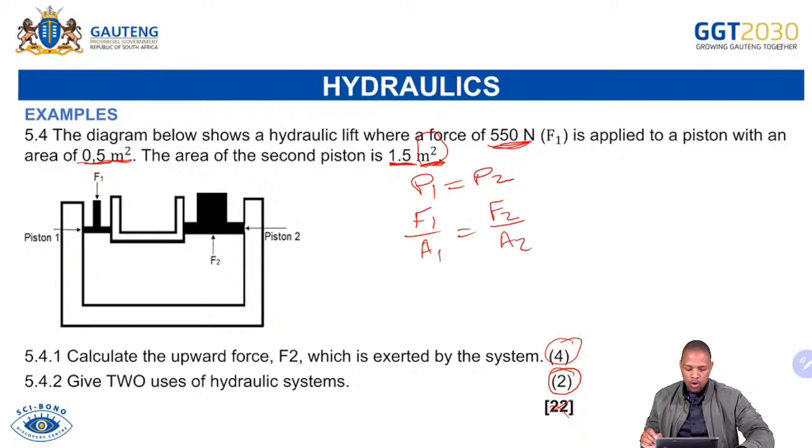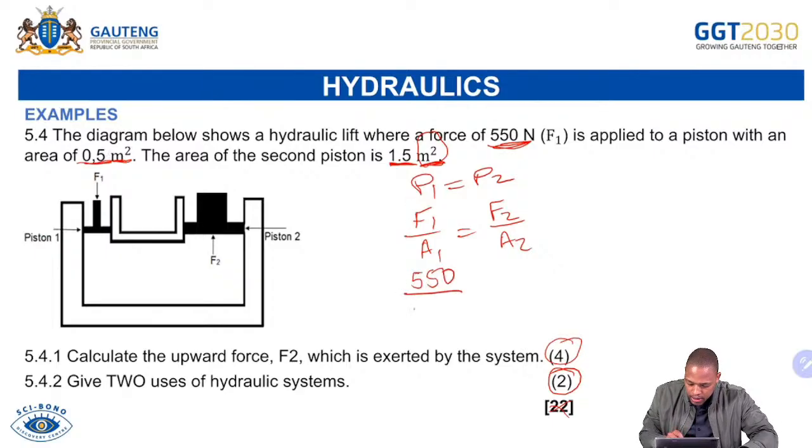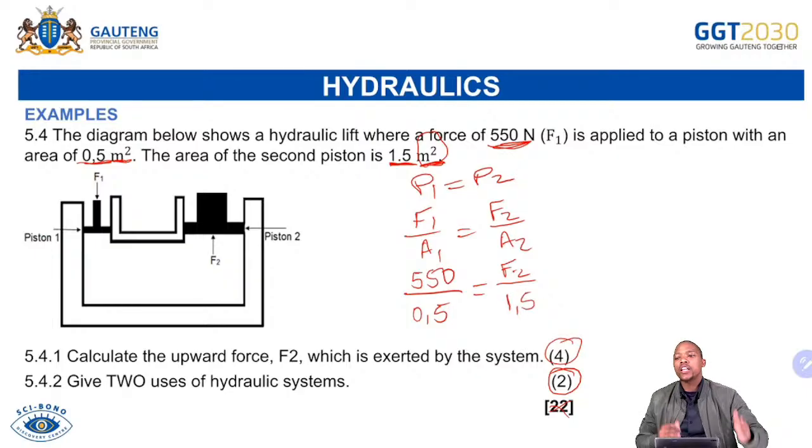So here we are looking for F2, the output force. F1 we are given as 550 newtons. A1 we are also given as 0.5. This equals F2 over A2, and we don't know what F2 is, but A2 is given as 1.5 square meters. Then what do we do from here? We just simply solve for F2.